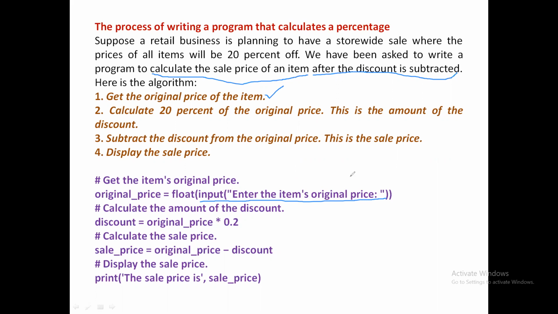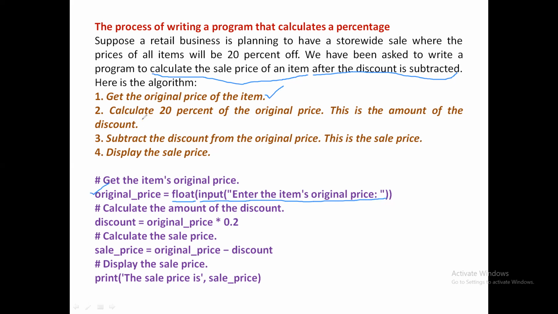Okay, so the data entered by the user is going to be a string. Even though he enters numbers, it is taken as a string by the input function. We convert it by typecasting it with float. So this is our first step, get the item's original price.